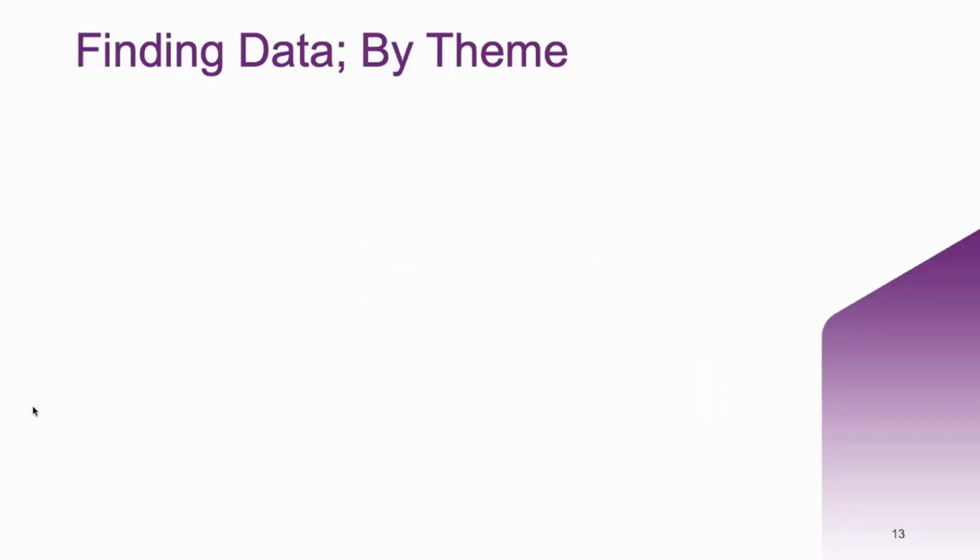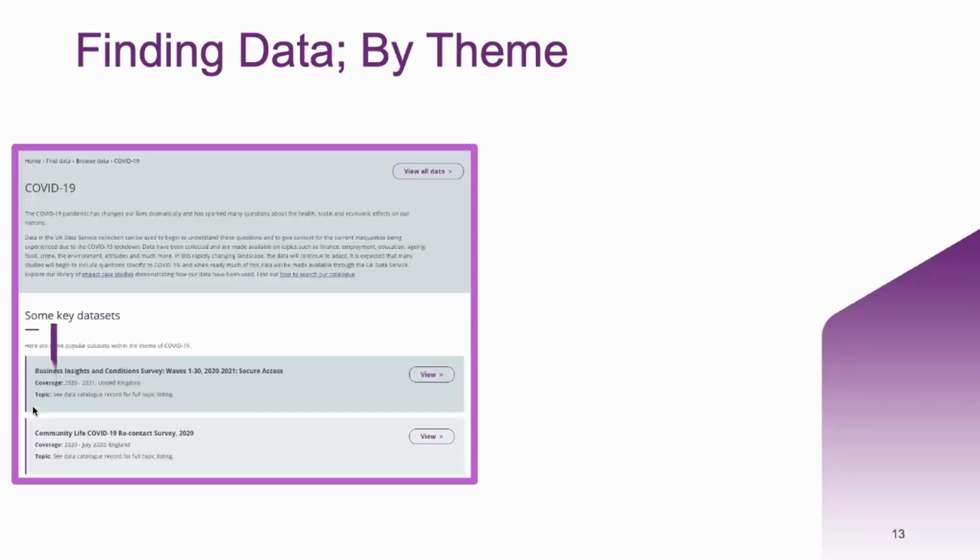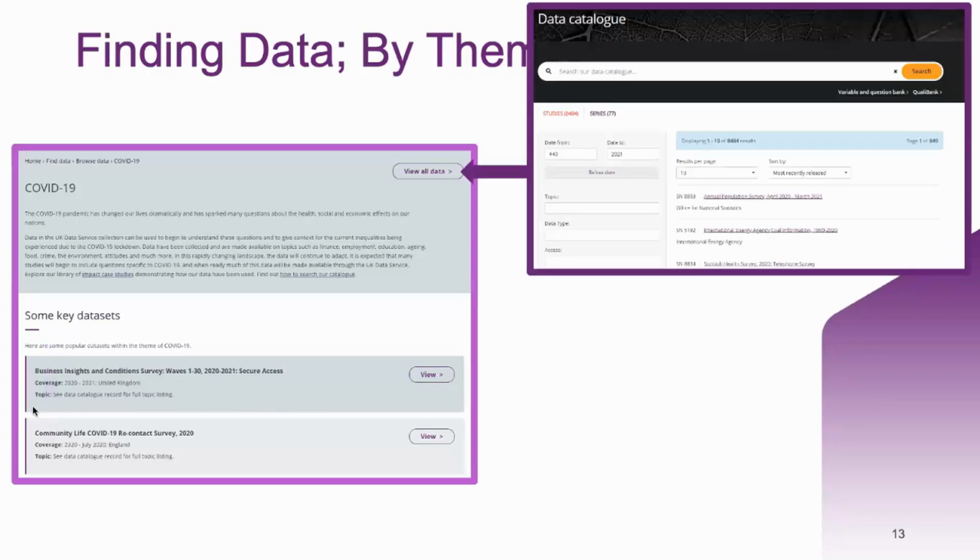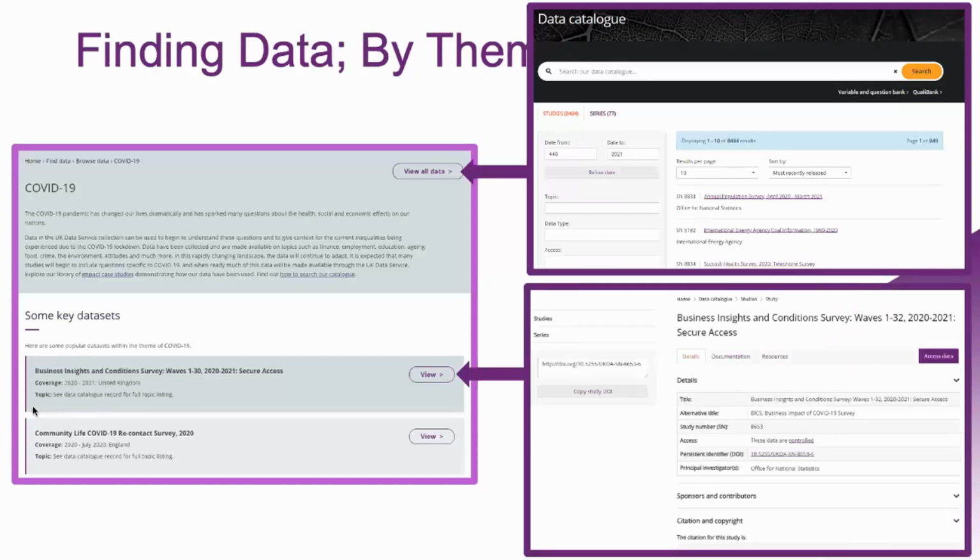The individual theme pages not only list the key data sets, so that arrow just indicates that you can scroll down. So you've got the key data sets on the 14 different topics, but you also have the chance to view all of the data related to this topic within the data catalogue. You can either click View All Data, which will take you to all of the data related to COVID-19 in our data catalogue, or you can select the individual data sets, which takes you to an individual data catalogue page.